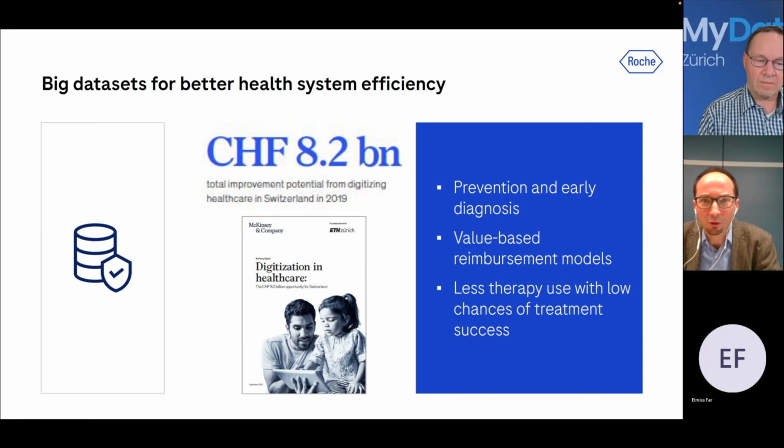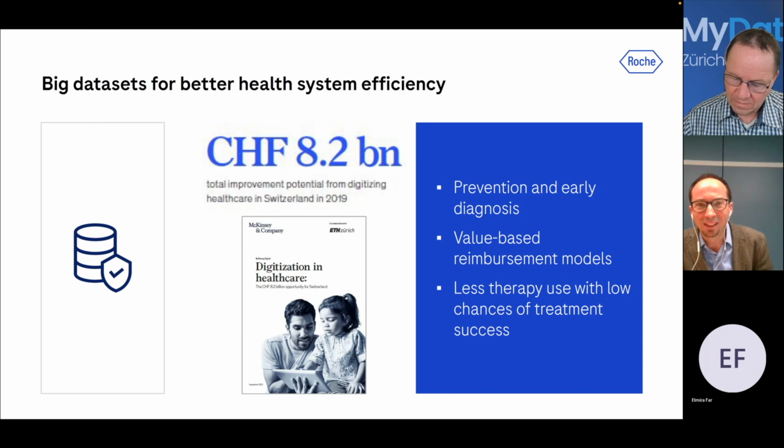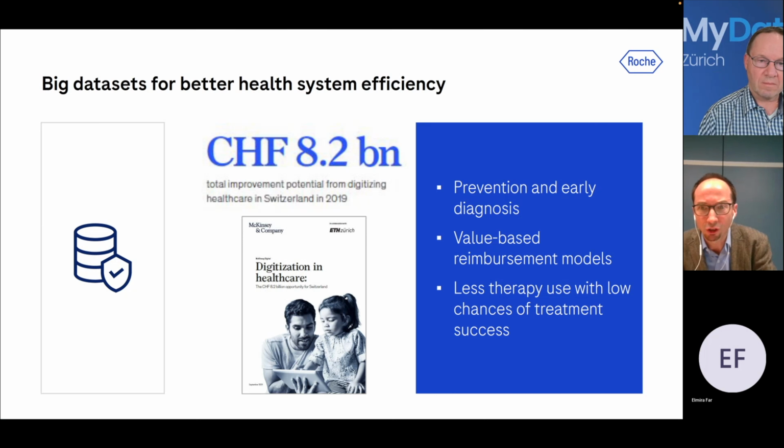And here is a report from ETH together with the consulting company McKinsey, which calculated the financial gains at 8.2 billion if we really had digital technology improvement done in a way that this can be captured. So this is a big number. It's about 10% of the healthcare spending in Switzerland. And as I said, the upfront investments would be paid off because what we can achieve as a society is really better prevention and early diagnosis, enabled by digitized healthcare.